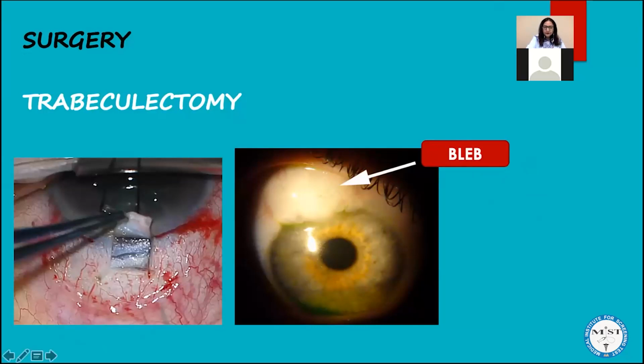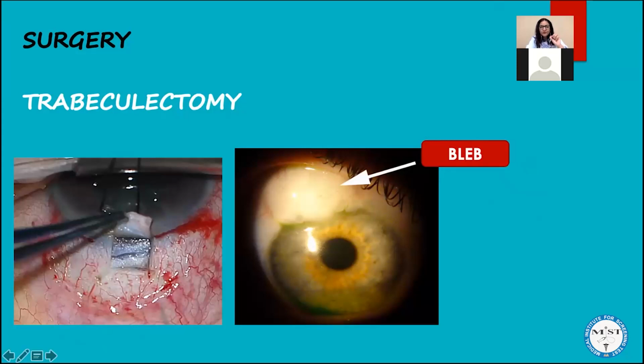Okay, look at this image. You are making a scleral window. You are cutting a part of the sclera. You are making a window between the anterior chamber and the subtenon space, which is under the conjunctiva. So now the aqueous can flow out through this fistula.